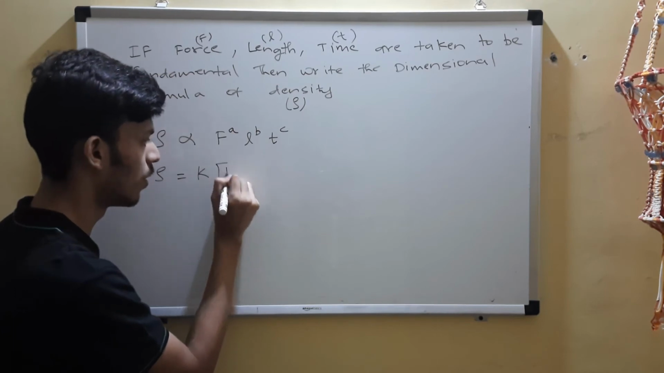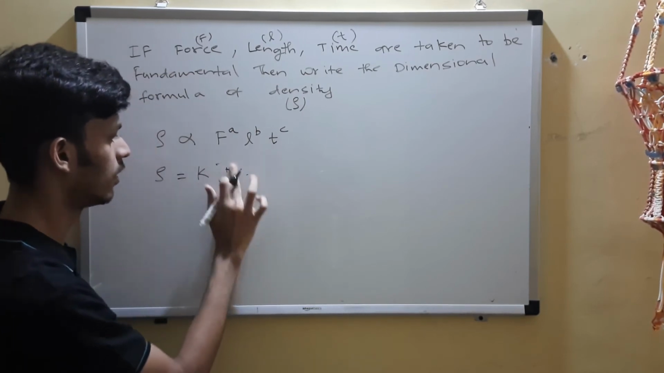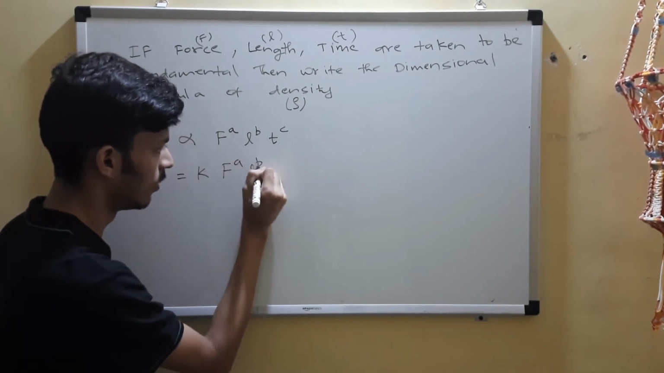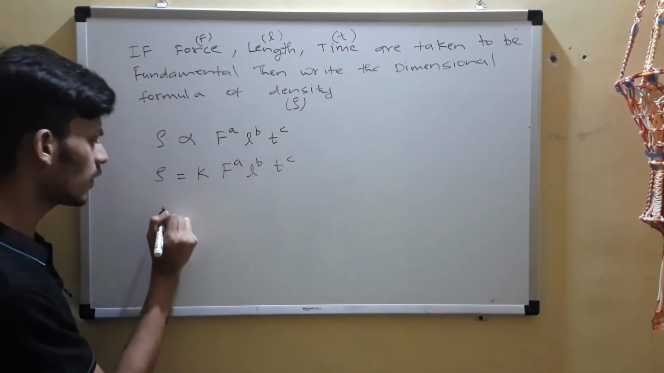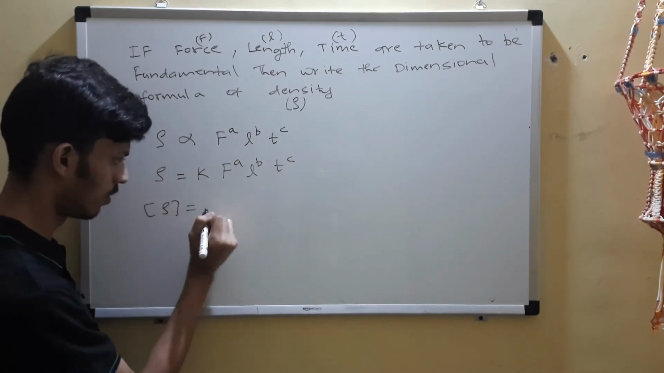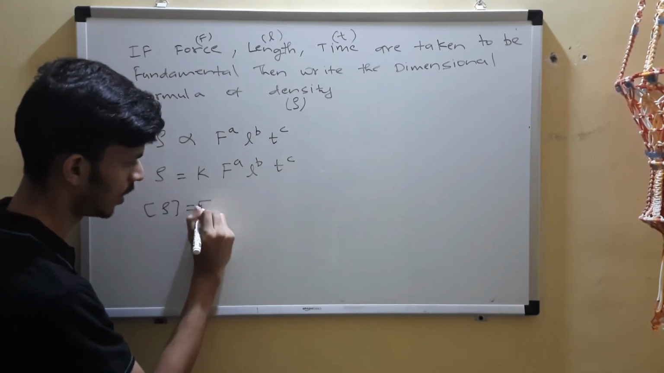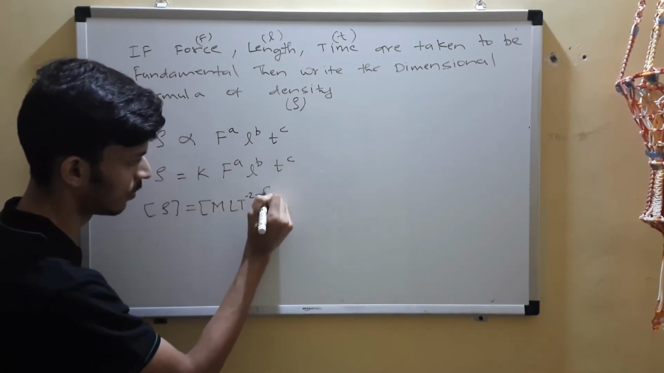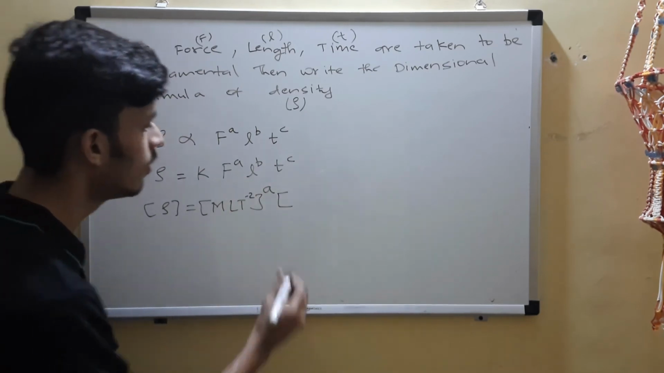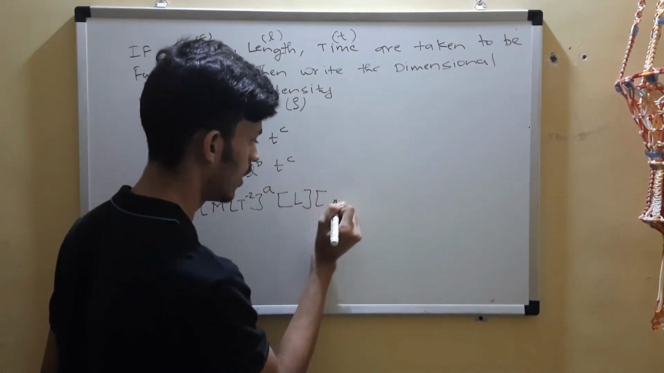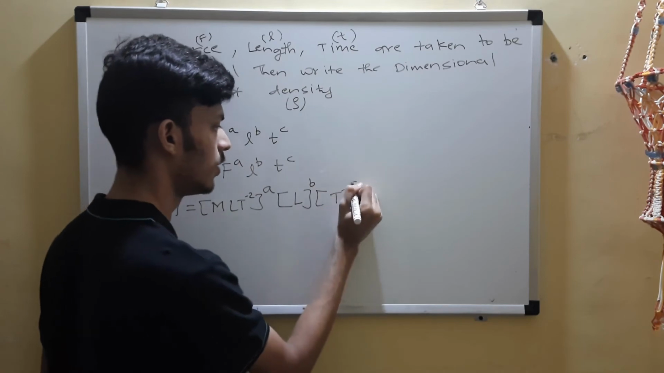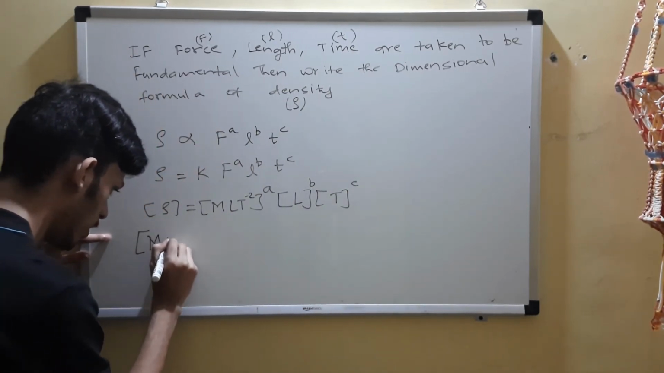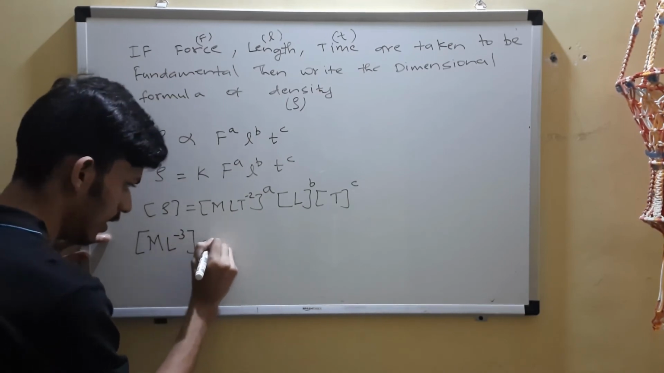Wait, we have not taken dimensions yet. F to the power A, L to the power B, T to the power C. Now take dimensions. So this K flies off as usual. Dimensions of force, MLT raised to minus 2. And for L we have length, so L, time is T, raised to B, raised to C. Now density, as we know, is mass by volume, or ML raised to minus 3.